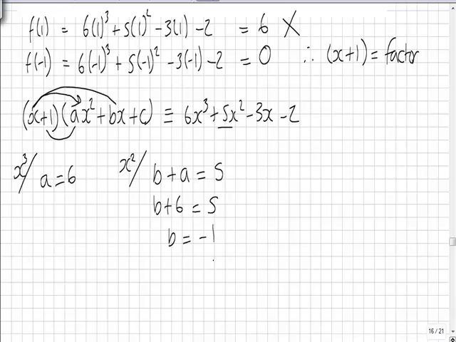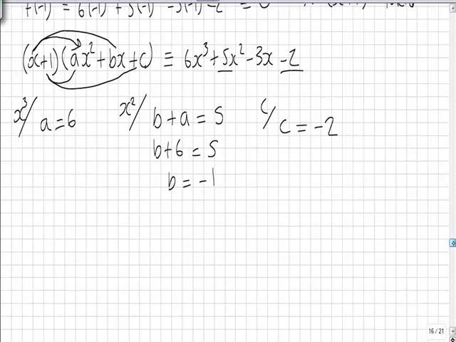Finally, we're just going to look at the constants on either side, and the only way we can generate a constant, or a number in this case, on the left hand side is just 1 times c. So c must equal minus 2, the only value on the right hand side.